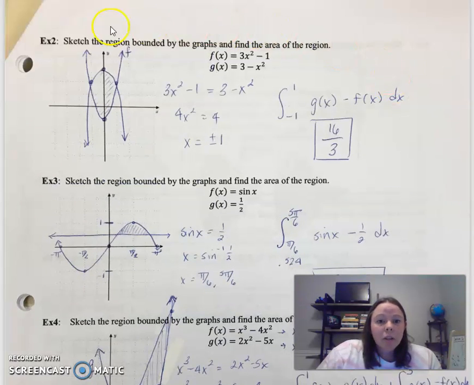Your calculator can also help you with this problem. It can find the intersection points. It can even find the area between the two curves. You'll need to play around with your calculator a little bit, and we'll do that in class, of course.